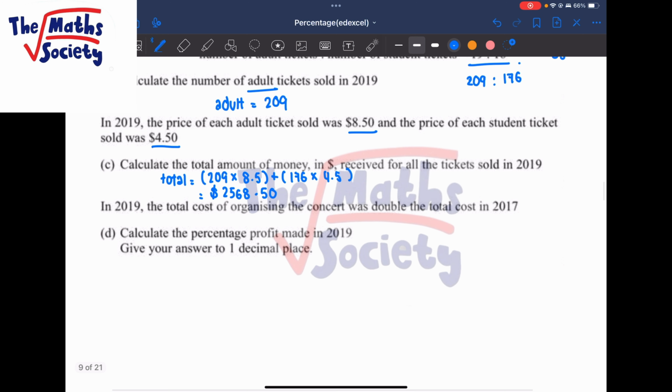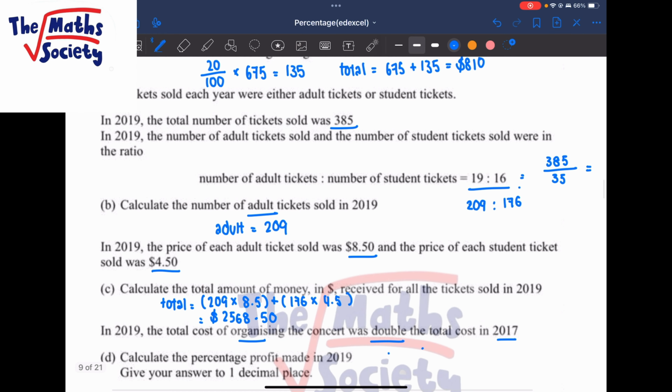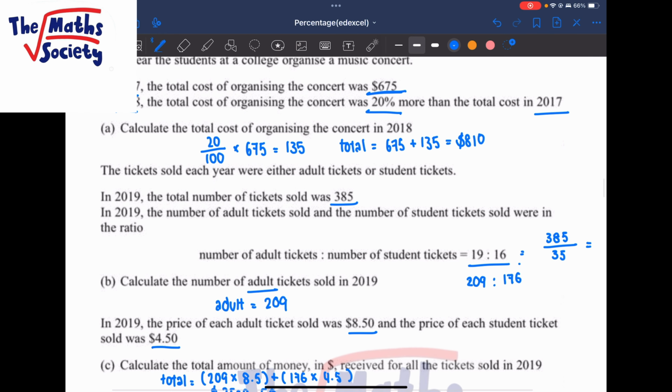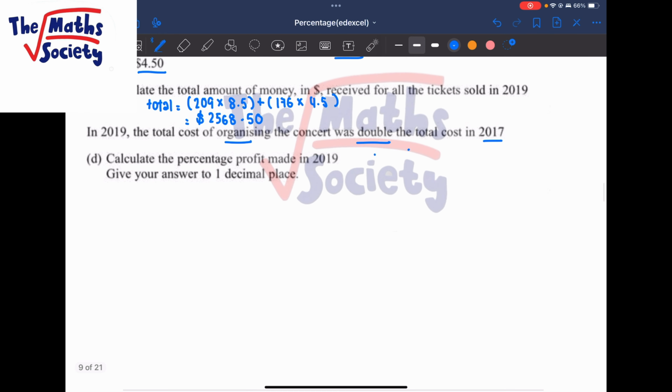And it says in 2019 the total cost of organizing the event was double the cost of 2017. So we can find the organizing cost was double the cost of 2017, which was 675. So that would be 675 multiplied by 2. So that would give you 1350.